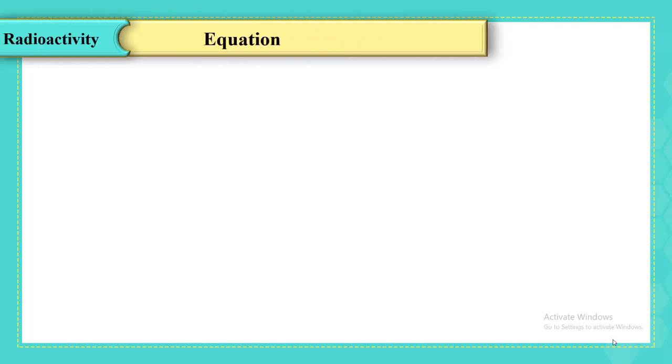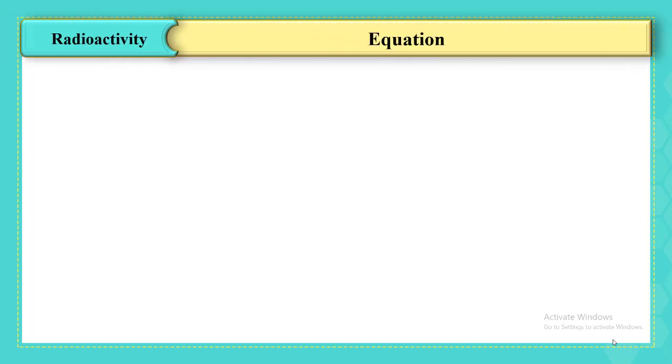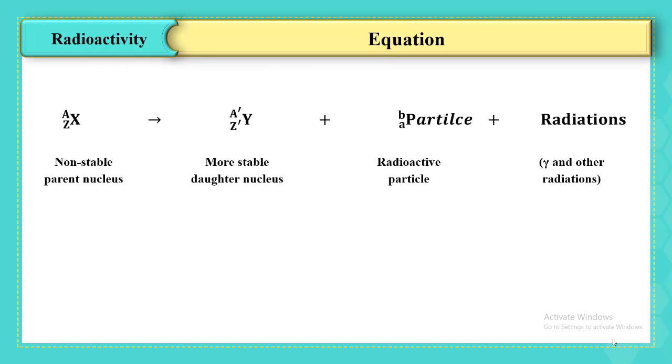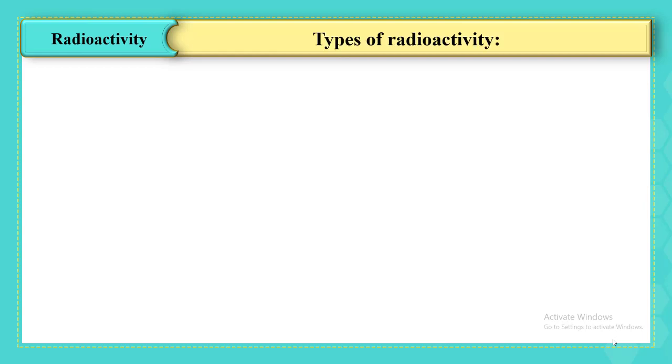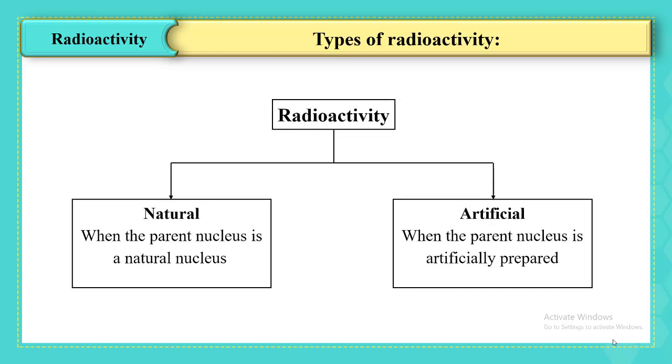So, the general equation of the radioactive nuclear reaction is as follows. We have an atom X that decays without any external intervention into atom Y, accompanied with the emission of a particle and radiation. Example: uranium-238 decays into a thorium nucleus accompanied with a helium particle and gamma as electromagnetic radiation. There are two types of radioactive reaction. It can occur in nature or be artificially prepared in the labs.